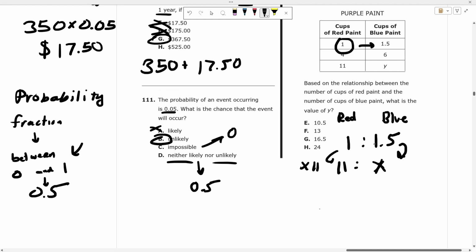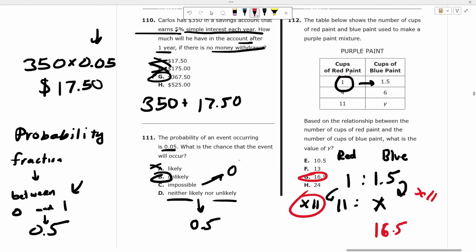Well, you go up, or you multiply by the same number that you multiplied to get from 1 to 11. So 1.5 times 11 for number 112 is going to give you 16.5. So in this case, you did not have to do any sort of division or finding out, because they already said that 1 cup of red paint is equal to 1.5 cups of blue paint.